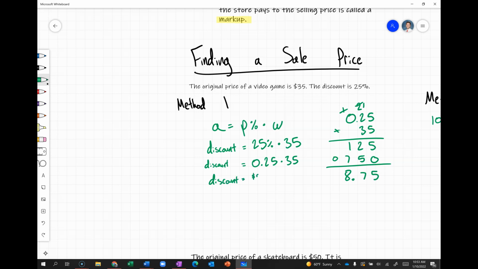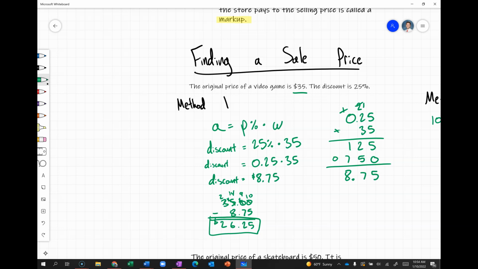Now, that doesn't mean we only pay $8.75, but it means we get to take $8.75 off of the original price of $35. So then we subtract, and we get $26.25. So our new price, our sale price, would be $26.25. So that's one method. You find the discount and subtract it from the original price.